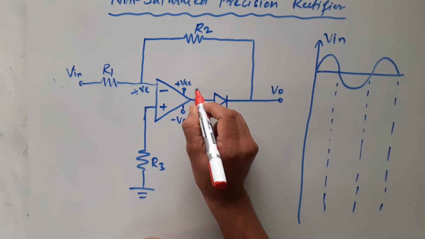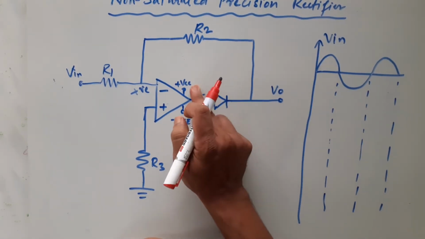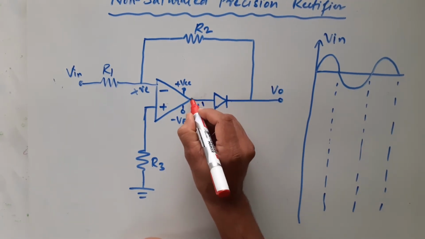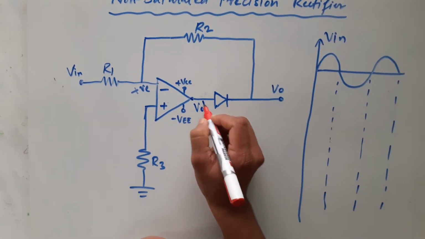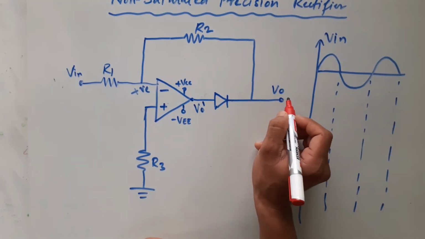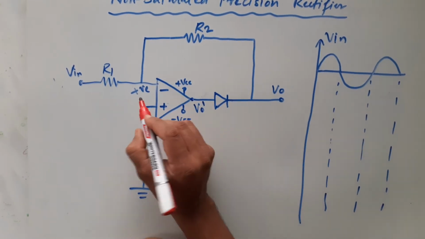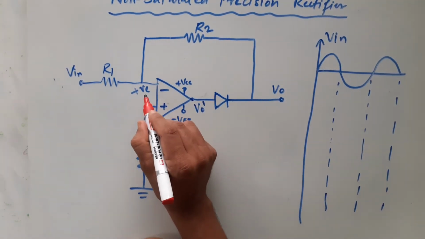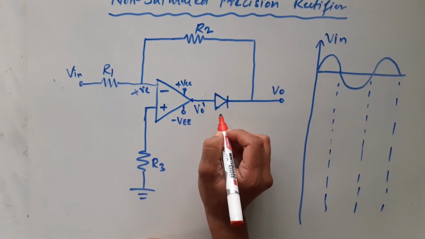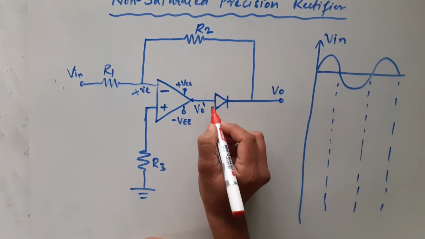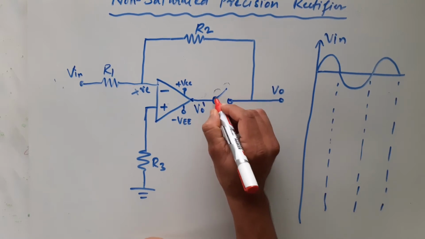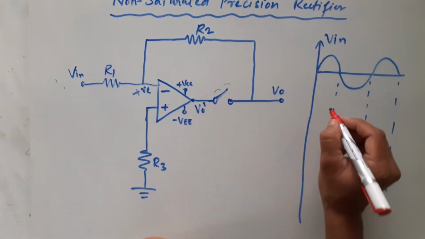At this point, let me write it down because I require that space. So V naught dash, let me call this point as V naught dash. What is V naught dash? The output just coming out of your op amp. The actual output is here, after the diode. So when you apply positive half cycle here, you will get a negative voltage here, right? So this negative voltage will not forward bias your diode, hence diode will act as an open switch for negative voltage, hence you will not get any output.